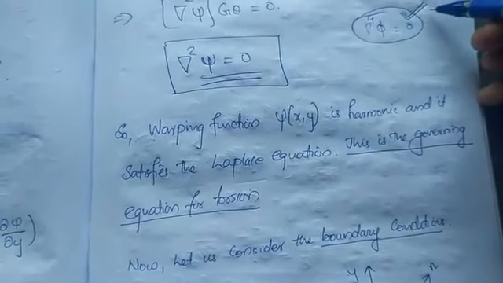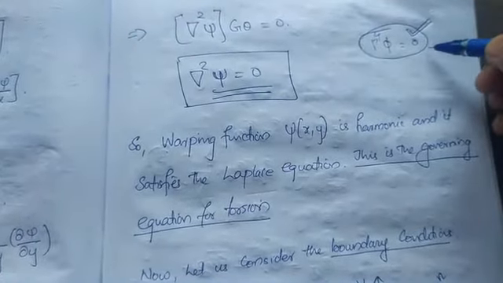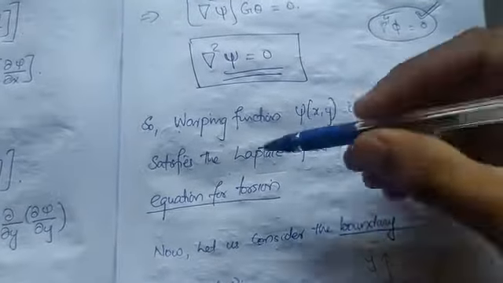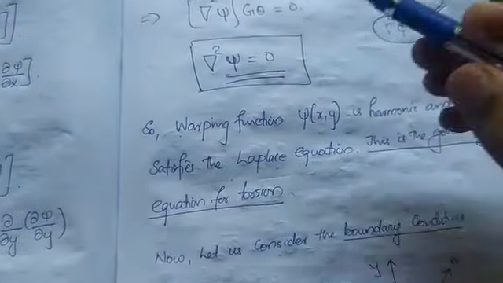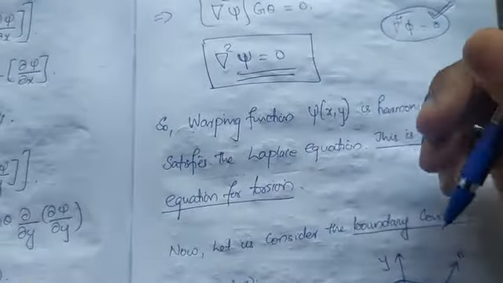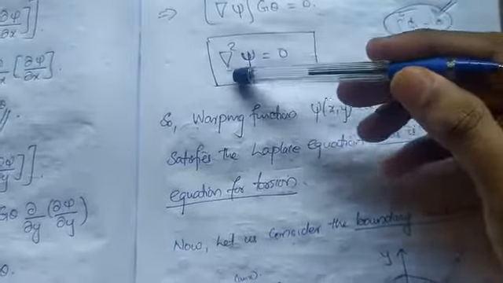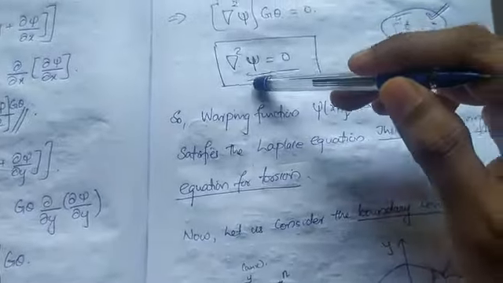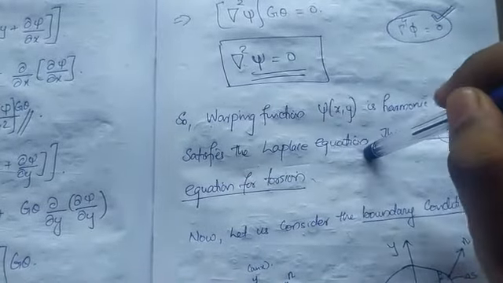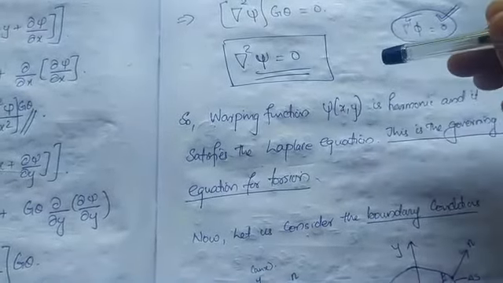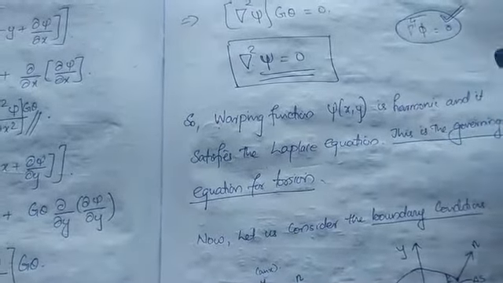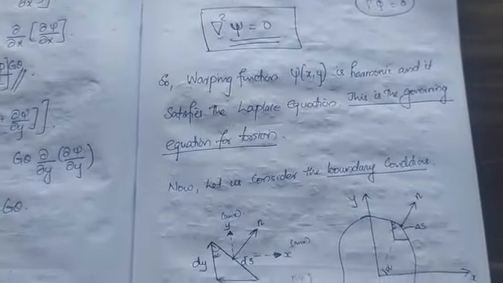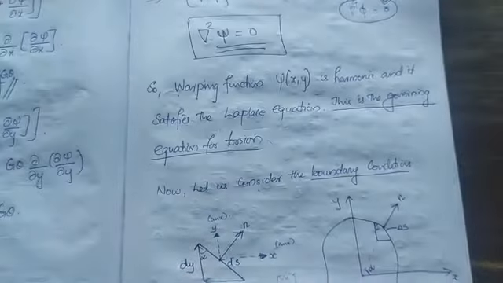The system is harmonic, as it satisfies the Laplace equation. The same is the case here, right? Now this is the governing equation for torsion. So a question can be asked where you are given a value for psi, and you need to equate it to 0; only then will it be a possible warping function. That can be asked. This is similar to what we have done for stress functions also, right?